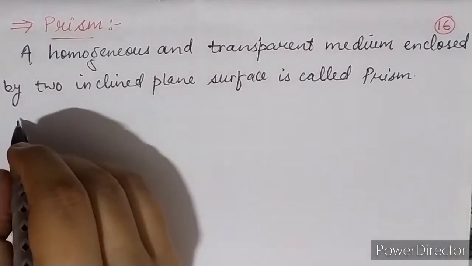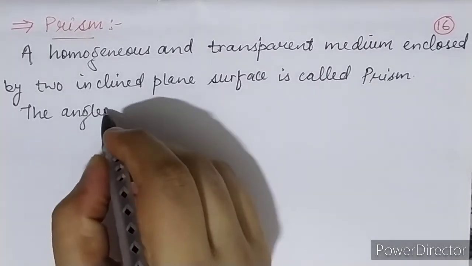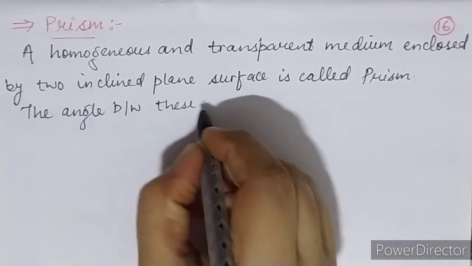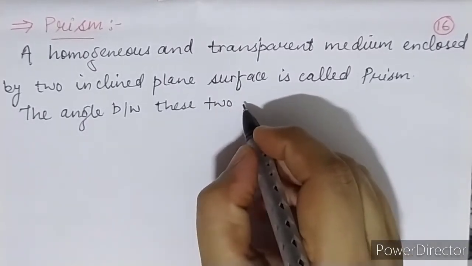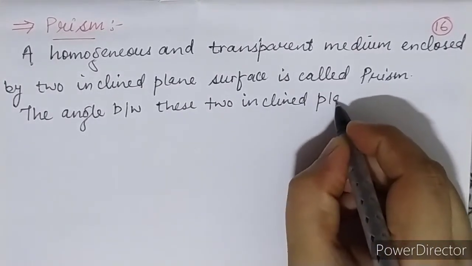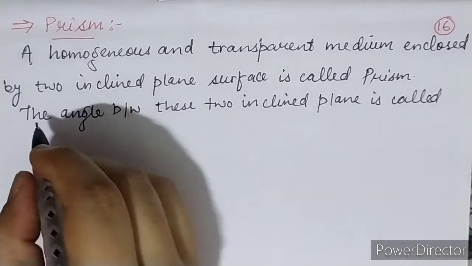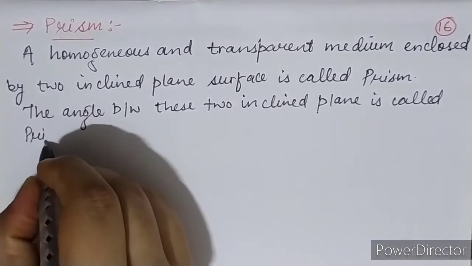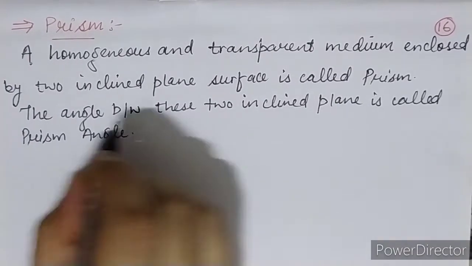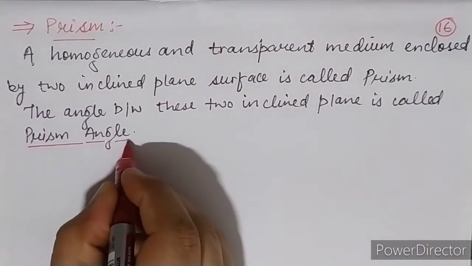Clear? The angle between these two inclined planes is called the prism angle. What is it called? Prism angle. The angle between two inclined planes is called the prism angle.